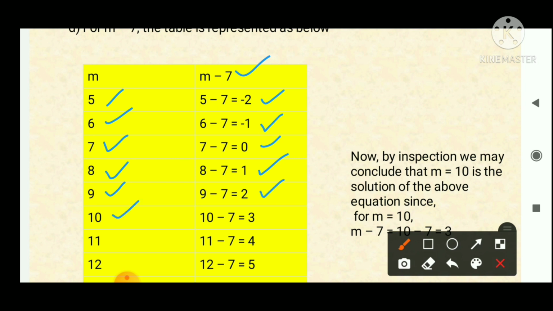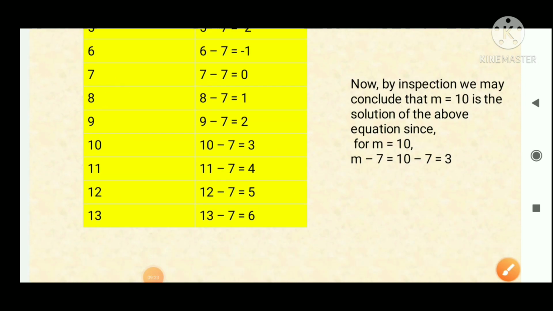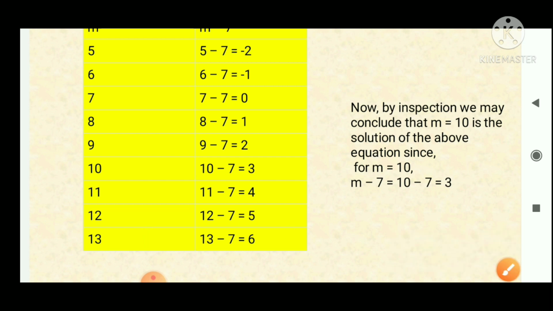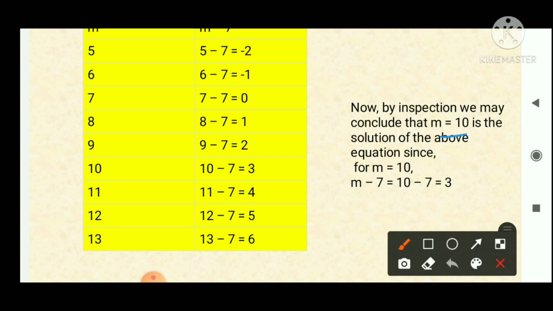Then m is equal to 10, 10 minus 7, 3. Then we put m is equal to 11, 11 minus 7, 4. Then we put m is equal to 12, 12 minus 7, 5. And finally we put the value of m is equal to 13, so we get 13 minus 7 is equal to 6. So now by inspection we may conclude that m is equal to 10 is the solution of the above equation.